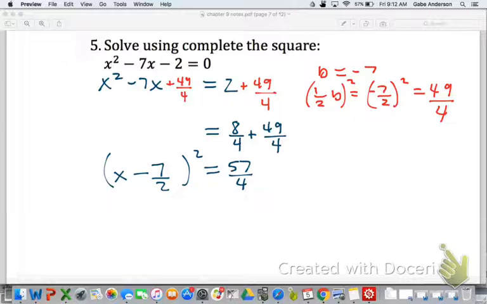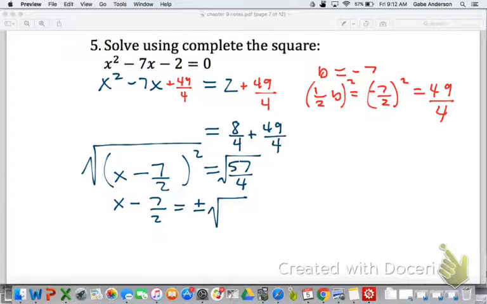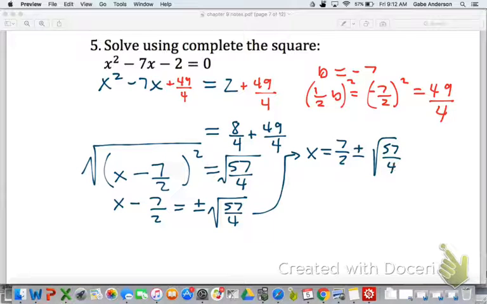Okay, so the way this finishes would be this. Square root both sides. That gives us x minus 7 halves equals plus or minus the square root of 57 fourths. Come back over here. So x equals, I'm going to add 7 halves now, so it would be positive 7 halves plus or minus root 57 fourths. There would probably be just one more thing we'd have to do here to simplify our answer. What do you think that is?